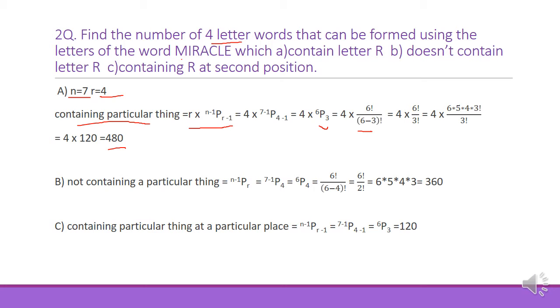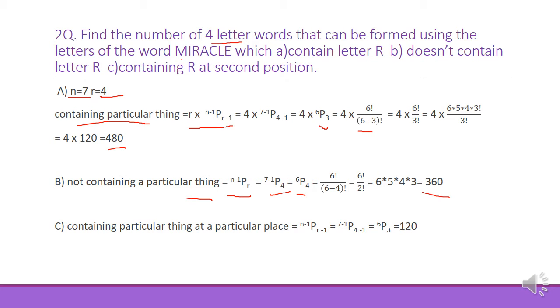Here for the second question, B, doesn't contain the letter R. So for not containing a particular thing, we have the formula (n minus 1)Pr. Here (7 minus 1)P4, 6P4. So by solving this we will get the answer 360.